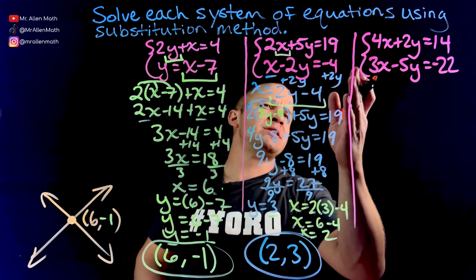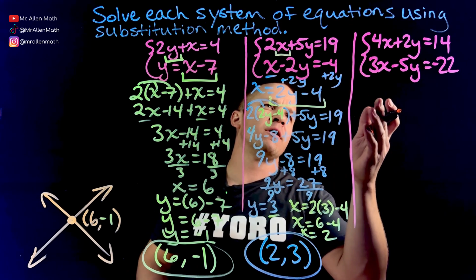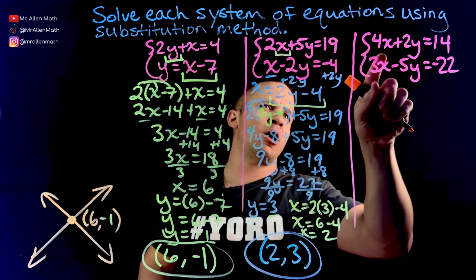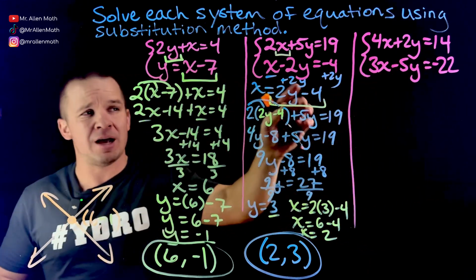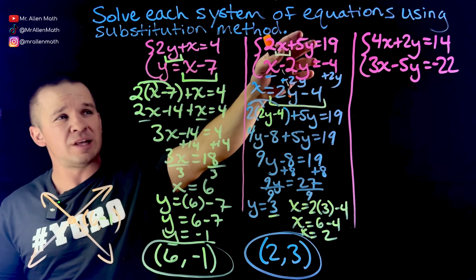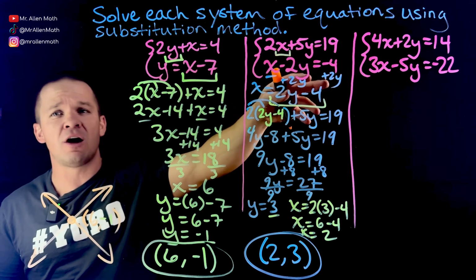All right. Let's see here. Nothing's easy to solve for here, except for the first one. All of these are divisible by 2 is what I'm seeing, right? Everything's divisible by 2 there. Let's go with that one, and let's solve for y.